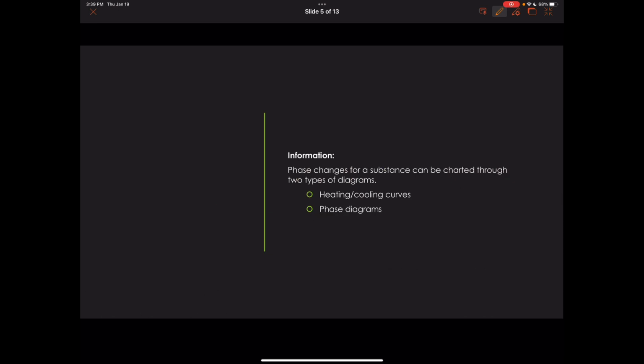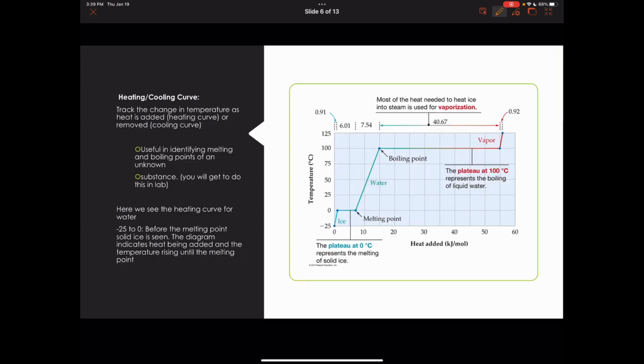Now we can chart phase changes using two types of diagrams. We can use a heating/cooling curve or a phase diagram. First we'll take a look at heating and cooling curves. These curves are going to track the changes in temperature as either heat is added in the case of a heating curve, or heat is removed in the case of a cooling curve. These types of curves are particularly useful in identifying melting and boiling points of an unknown substance. You're going to get to do this in lab.